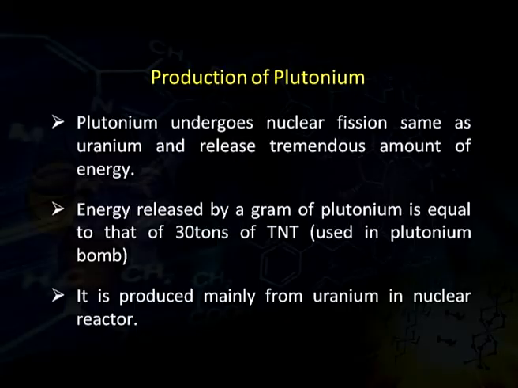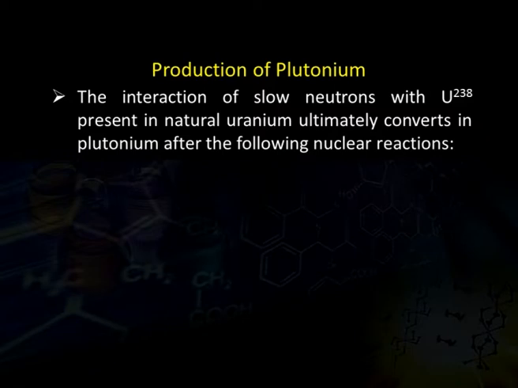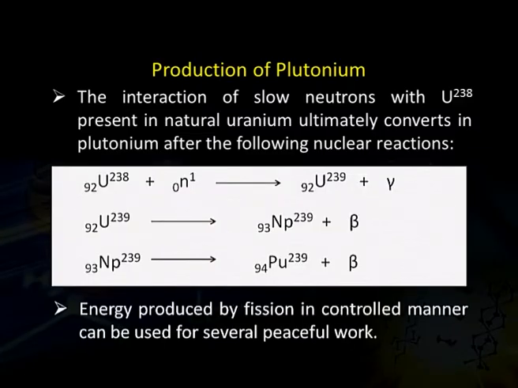It is produced mainly from uranium in the nuclear reactor. The interaction of slow neutrons with uranium 238 present in natural uranium ultimately converts into plutonium after the nuclear reaction shown here. The uranium 238 is bombarded with a neutron, which is converted into uranium 239 along with gamma rays, and further this uranium 239 releases a beta particle and converts into neptunium 239, and this neptunium 239 again emits a beta particle and converts into plutonium 239.